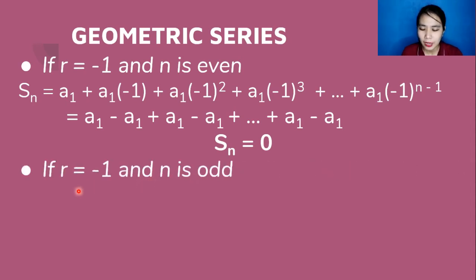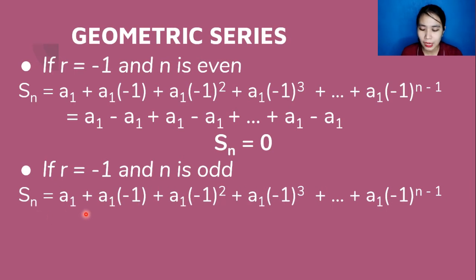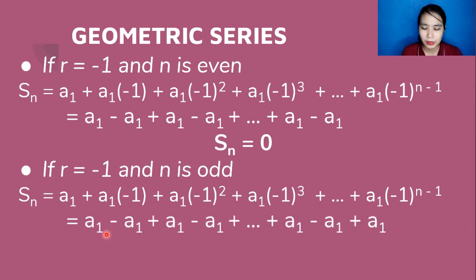On the other hand, if r is equal to negative 1 and our n is an odd number, we have S sub n equals a sub 1 plus a sub 1 times negative 1. Again, our r is negative 1, plus a sub 1 times negative 1 squared, plus a sub 1 times negative 1 cubed, and so on and so forth, plus a sub 1 times negative 1 raised to n minus 1. If n is an odd number such as 1, 3, 5, 7, and so on and so forth, we can now find it as a sub 1 minus a sub 1, since a sub 1 times negative 1 is negative a sub 1.